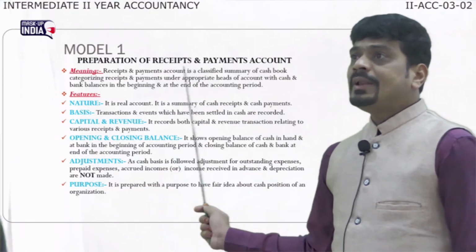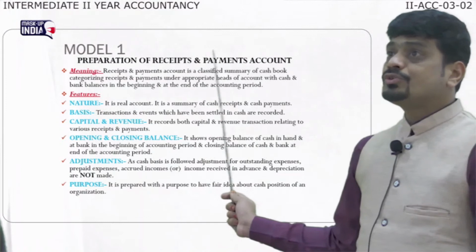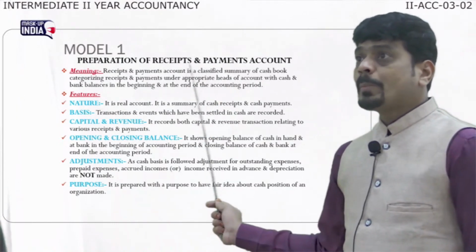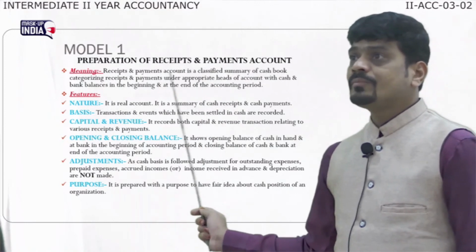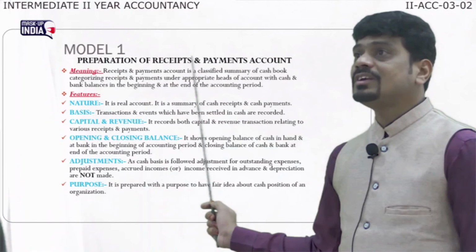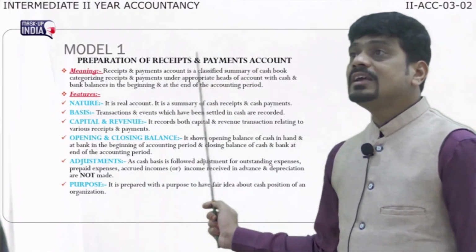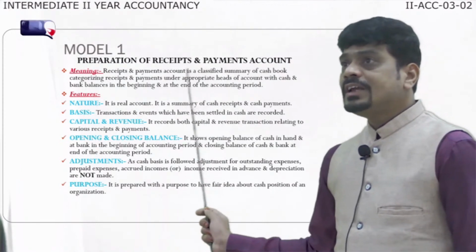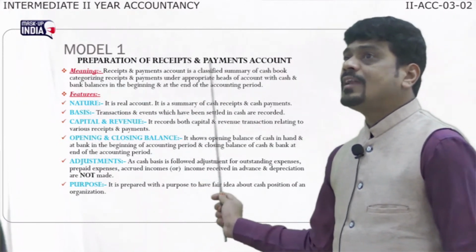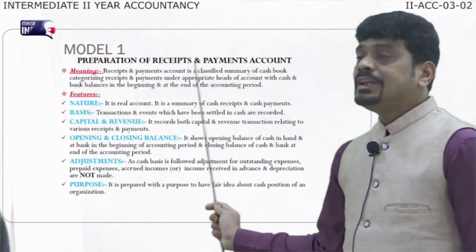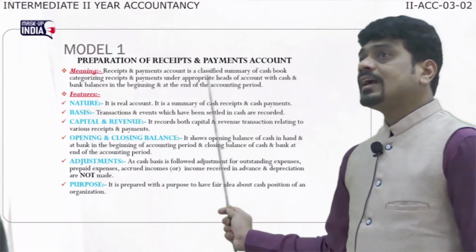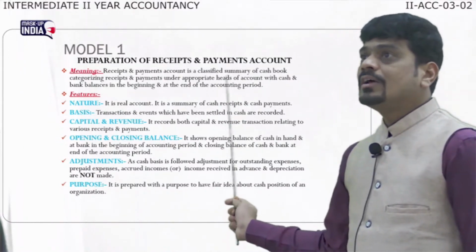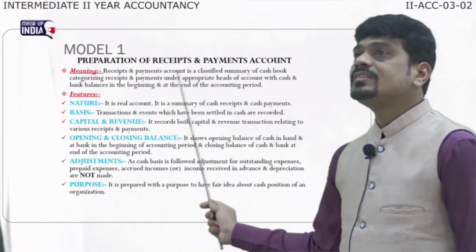Before learning the preparation of receipts and payments account, it is very important to know the meaning of receipts and payments account. In very simple language, if you go back to your first year accountancy, there you have studied the single column cash book. That single column cash book, from the non-trading concern point of view, we call receipts and payments account. So what is the meaning of receipts and payments account? Receipts and payments account is the classified summary of cash book, which is going to consider all the receipts and payments.